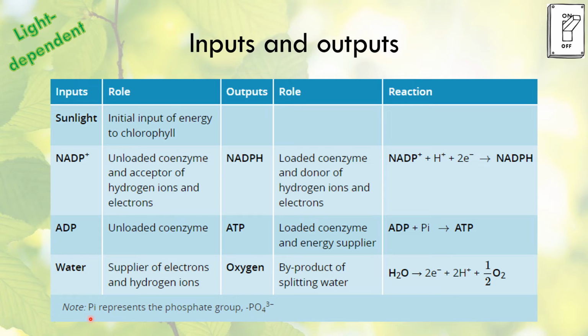Just a little note down the bottom here, Pi represents that phosphate group, so PO4, and it's got a 3- charge. So remember how we talked about DNA also having a negative charge? That's that phosphate group that's actually producing that charge.